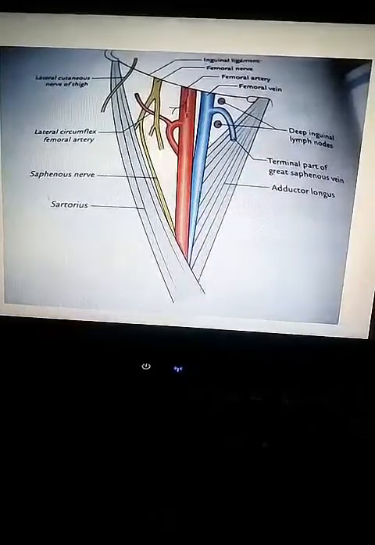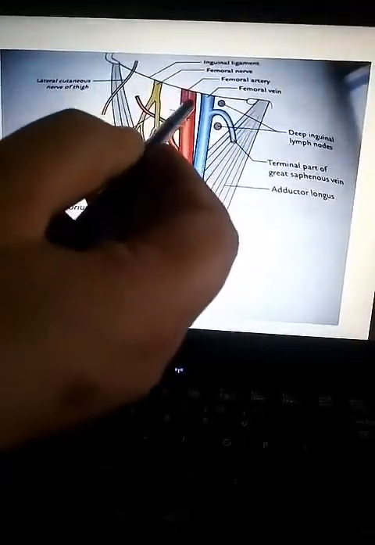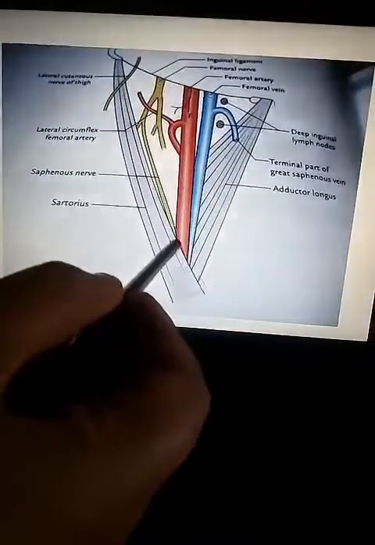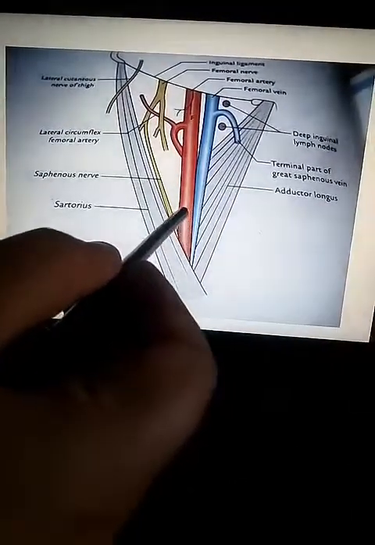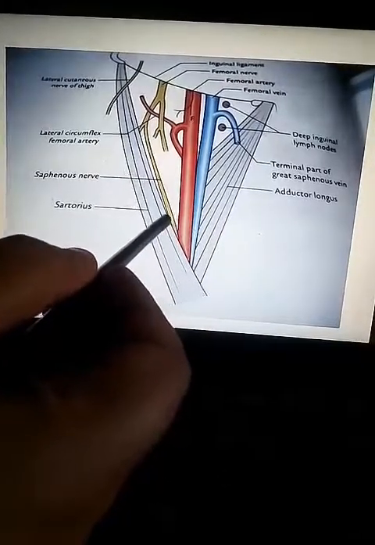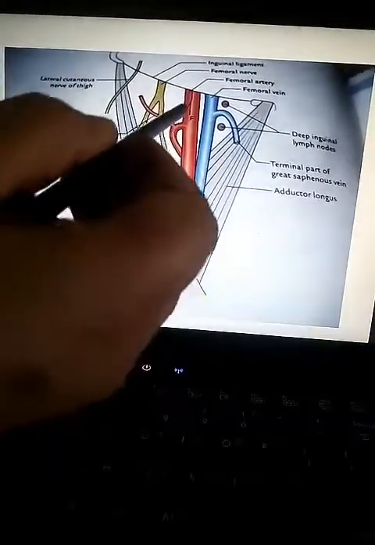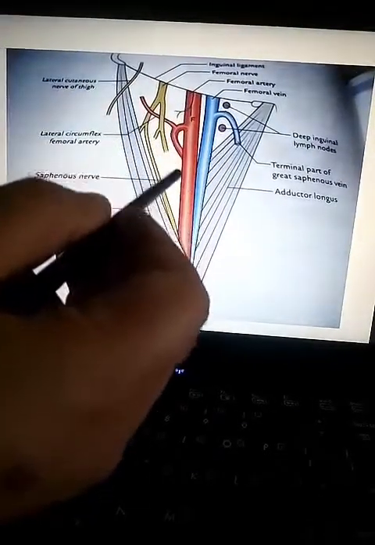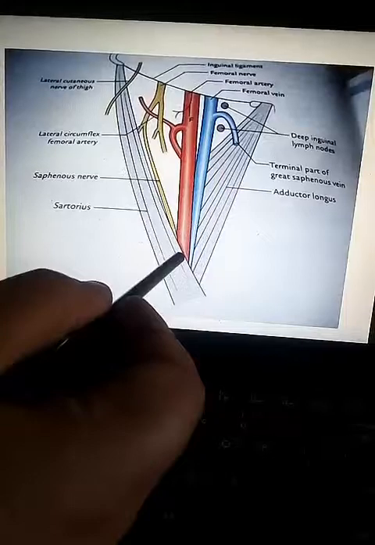The femoral artery traverses the femoral triangle from the midpoint of its base to the apex. The artery passes downwards and medially. As a result, at the base of the triangle, it lies lateral to the femoral vein, but at its apex, it lies anterior to the femoral vein.